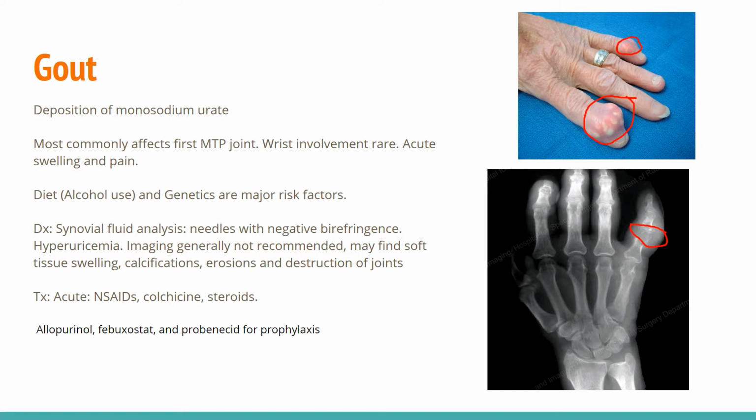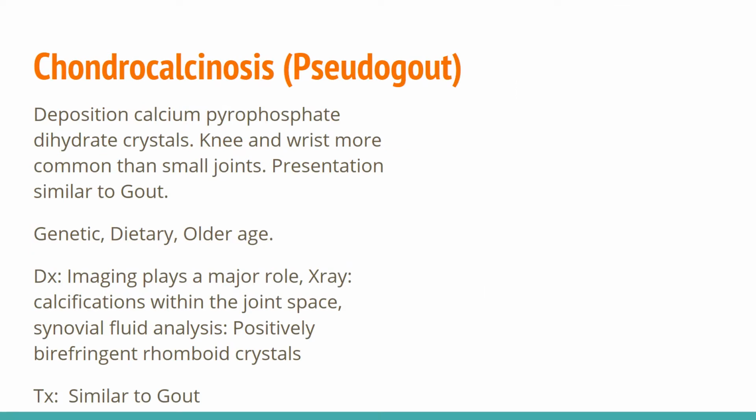For acute treatment, you usually use NSAIDs, or if NSAIDs are contraindicated, use colchicine as well as steroids. For long-term relief, you would use allopurinol, febuxostat, or probenecid.